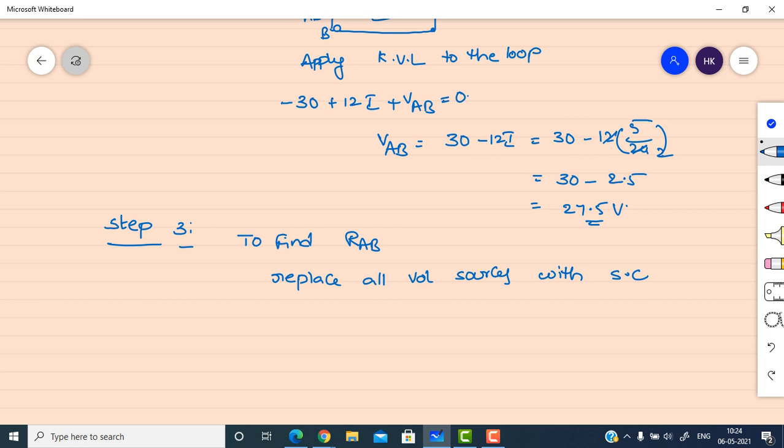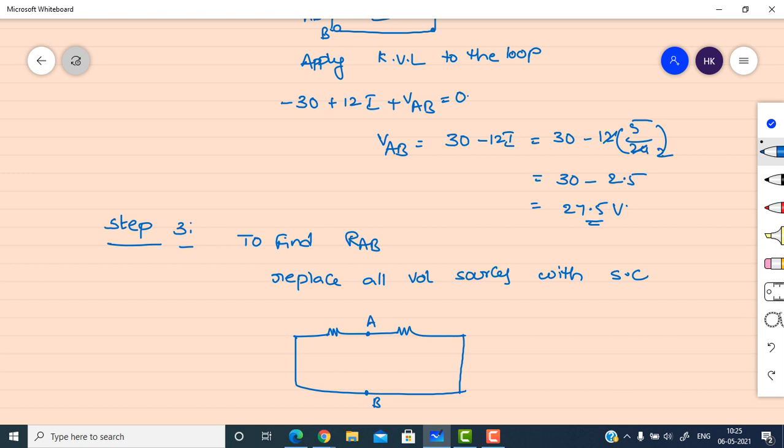And redraw the circuit. So this will be your circuit. Here the 25 volt source is there, that is short circuited, and here the 30 volt source is there, that will also be short circuited. Now what are the load terminals? This is A and this is B. So we have to find out the resistance between these two terminals, RAB.